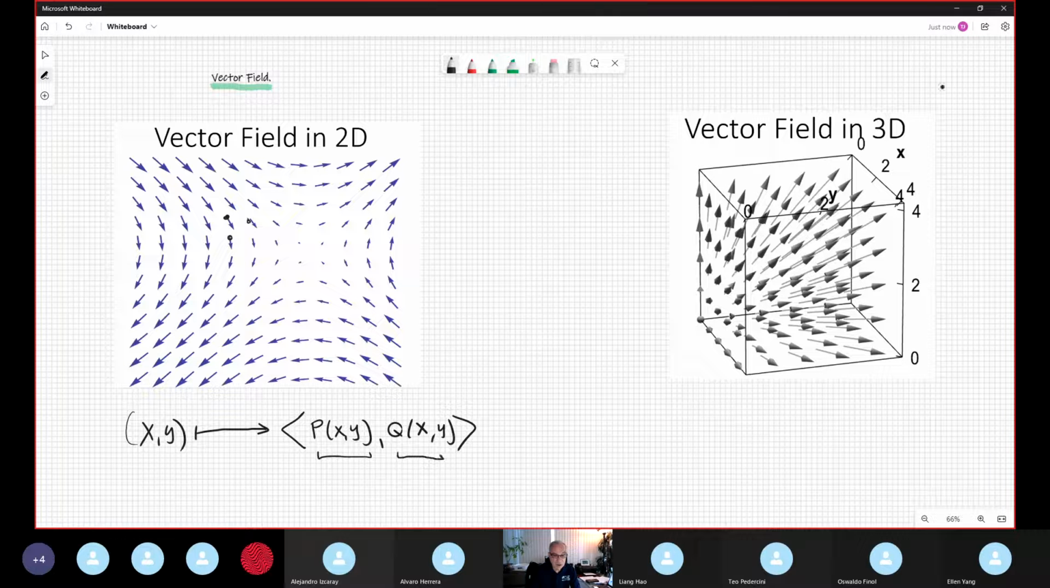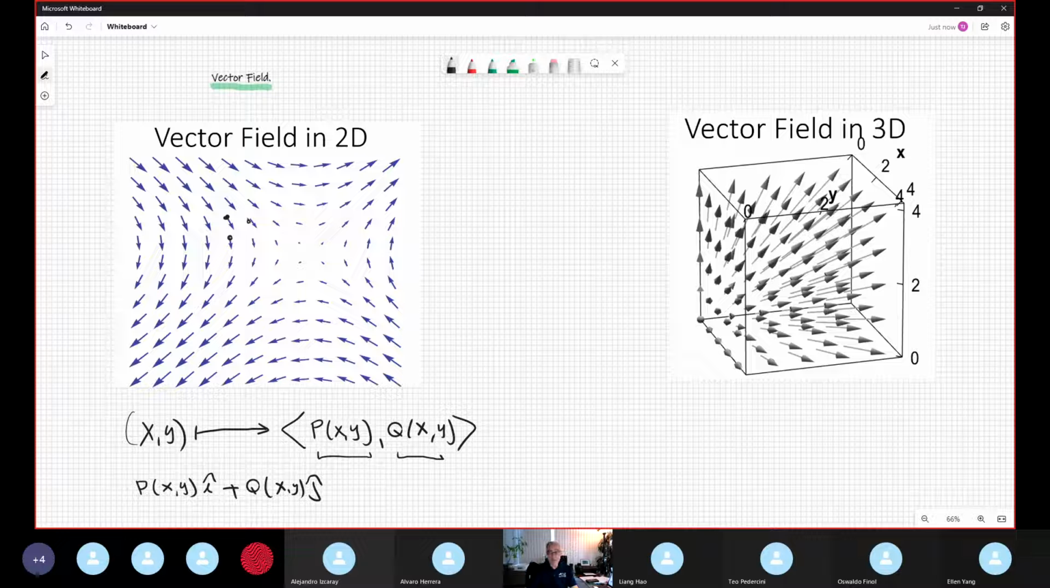P, Q state the components, no? So for example, in Hamilton notation, P(x, y) i vector plus Q(x, y) j vector.